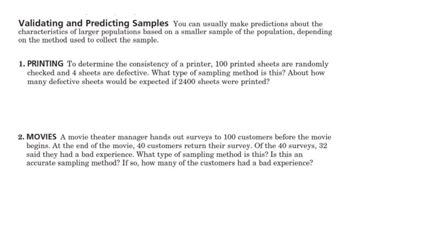Sometimes you can make predictions about a population based on your sample, the smaller sample population, depending on the method you use to collect the sample. So if your method is good, then you can say, hey, I can use this data to make a prediction about my population.